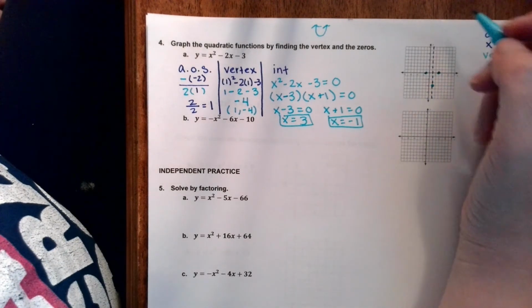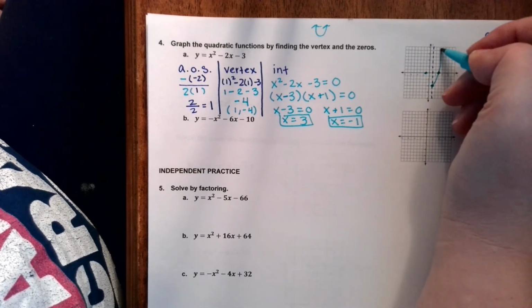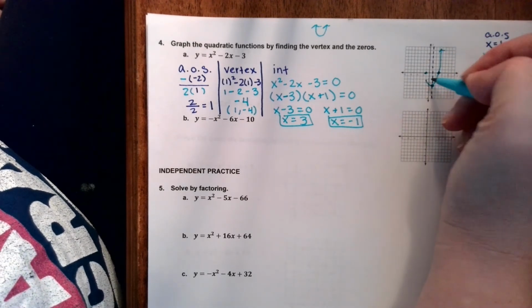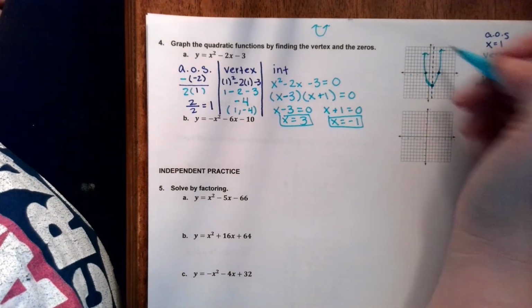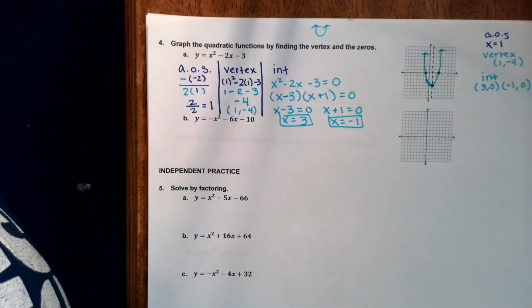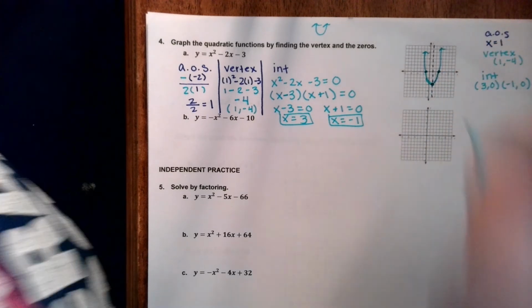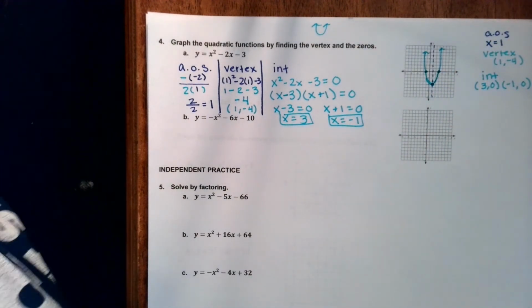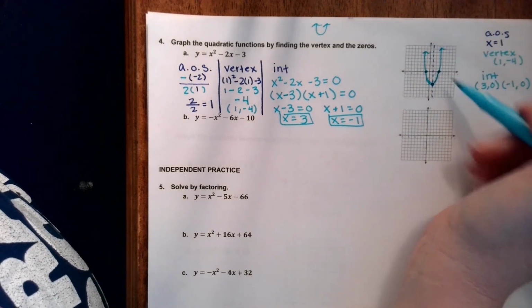And you could find more points if you want. I'm just gonna get a basic shape. I'm gonna make sure it looks more rounded and not V-shaped, because we don't want people to think that this is an absolute value function. We want to make sure people know it's a quadratic. So just make sure you don't make that a point and don't make them straight. Make sure it's curved.